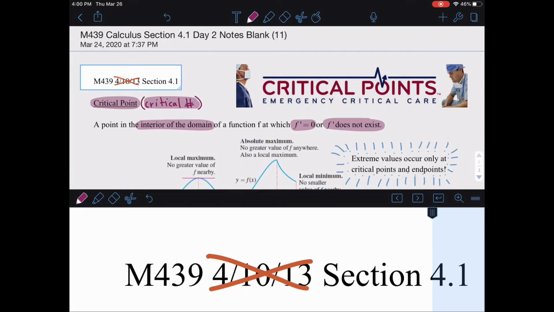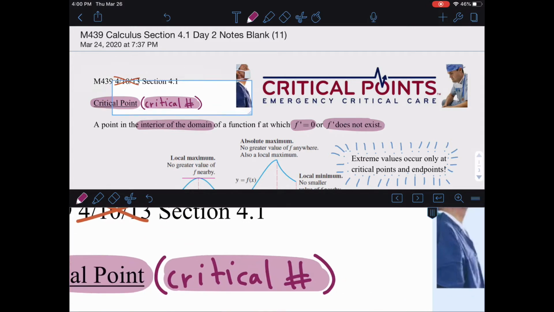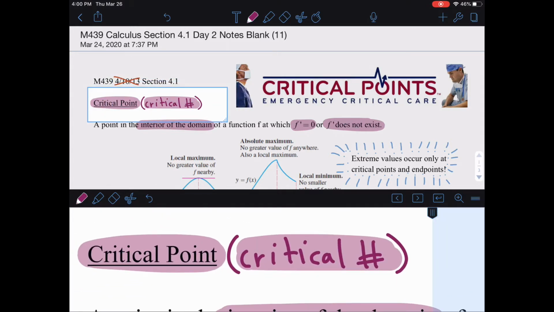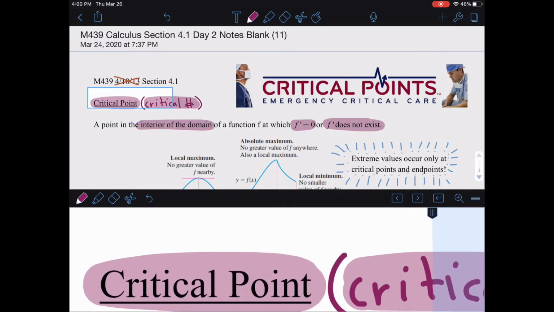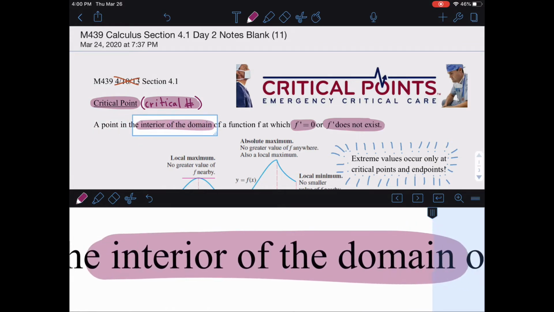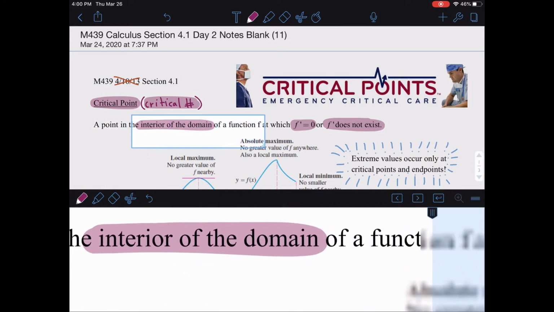All right, ladies and gentlemen, welcome back to section 4.1, day 2 notes, where today we're talking about a very important topic, the idea of a critical point or a critical number.